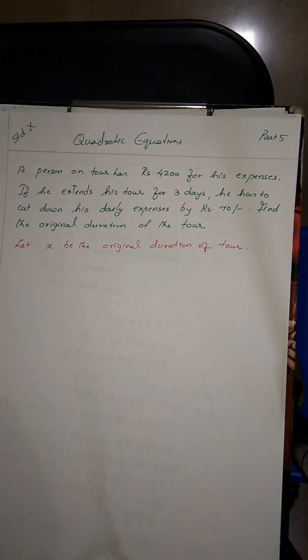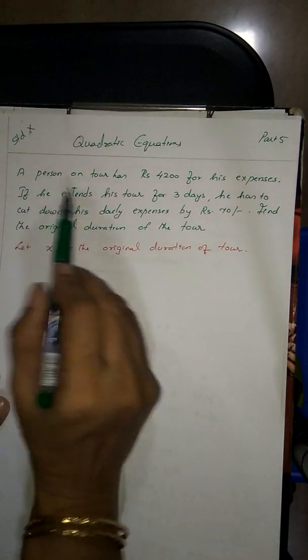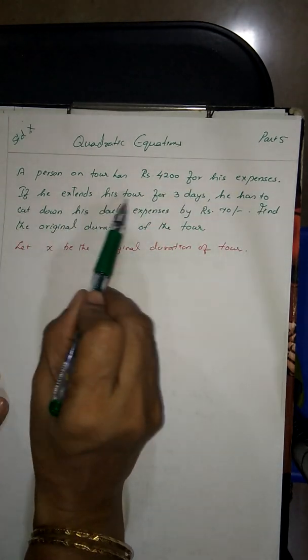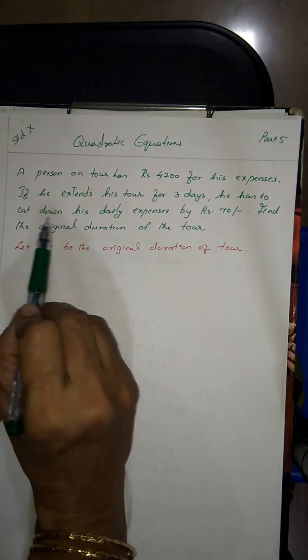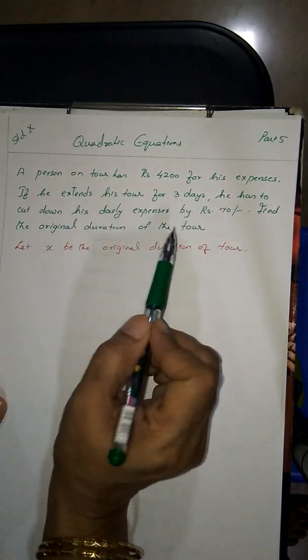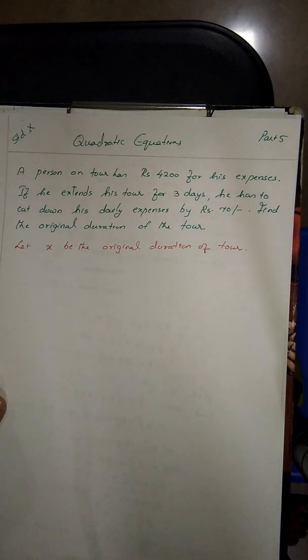The chapter is quadratic equations for standard 10. We're continuing with the word problems. A person on tour has rupees 4,200 for his expenses. If he extends his tour for 3 days, he has to cut down his daily expenses by rupees 70. Find the original duration of the tour.